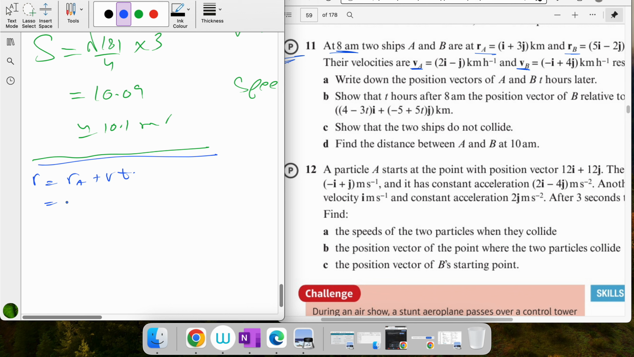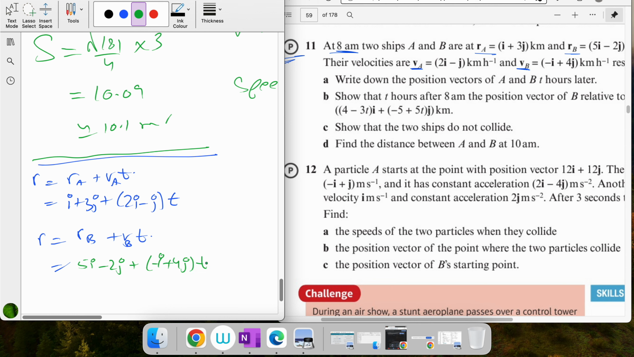So rA is given, that is i plus 3j, and vA is 2i minus j, that is given. So 2i minus j, and t hours later, so in terms of t, this is the answer. And for B, the position would be rB plus vt. This is A, this is B, and rB is given, that is 5i minus 2j. Velocity of B is given, which is minus i plus 4j, and t.